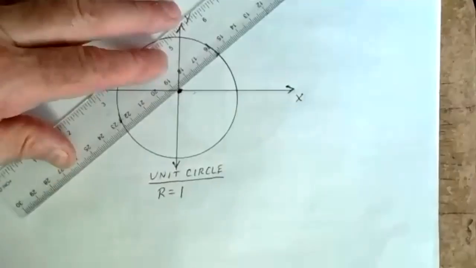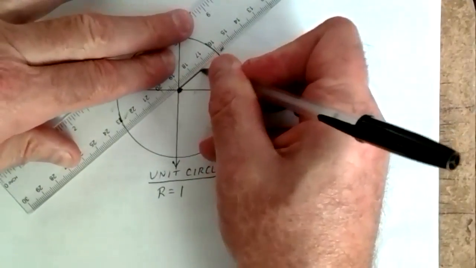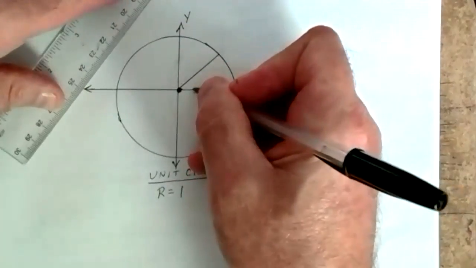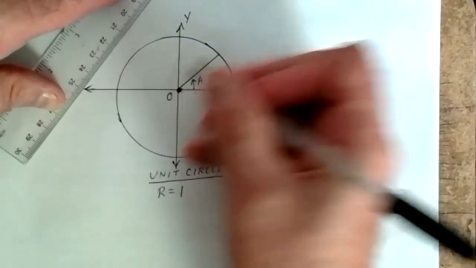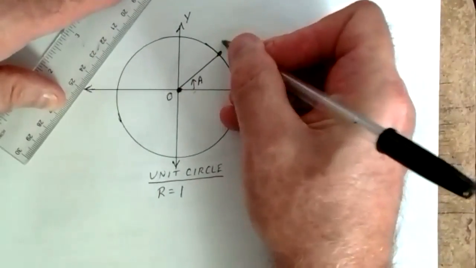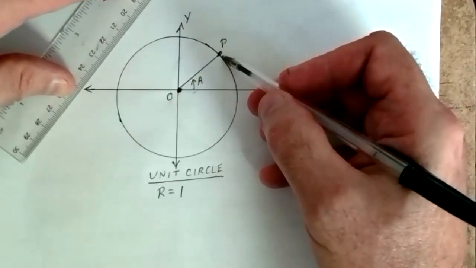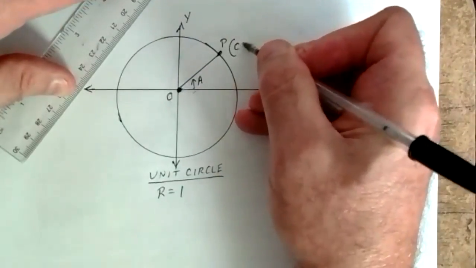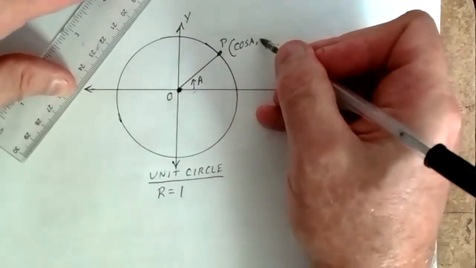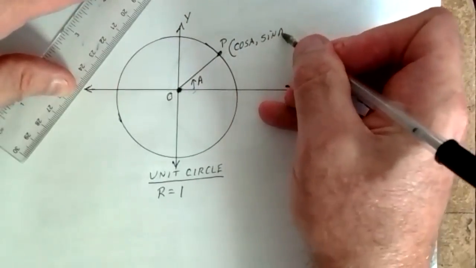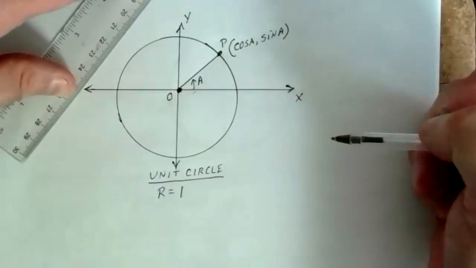All right, first of all, what we're going to do is we're going to have an angle here. We'll call angle A. I'm going to call this point here O, and I'm going to call this point right here P. Now, the coordinates of point P right here are going to have, for an x coordinate, the cosine of angle A, and the y coordinate of this point P is going to be the sine of angle A. Again, that's the case because we have the unit circle where the radius is 1.